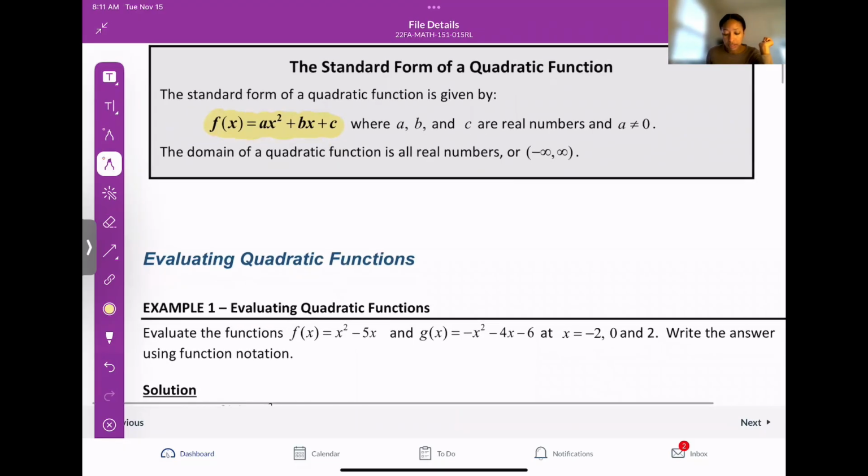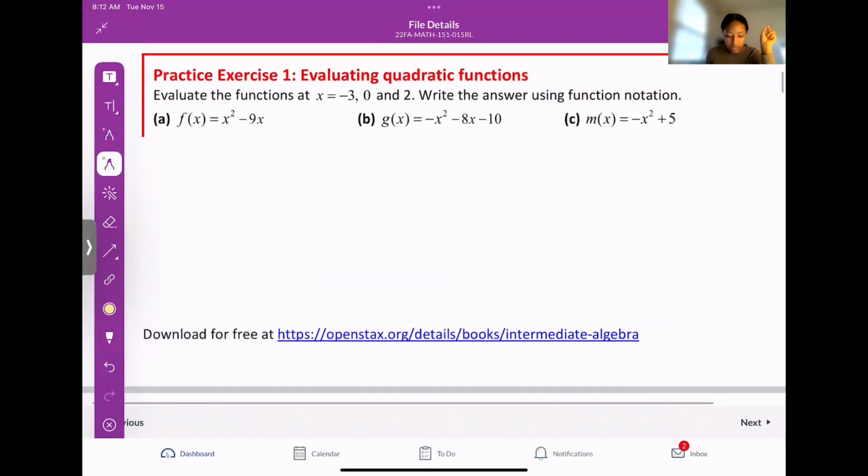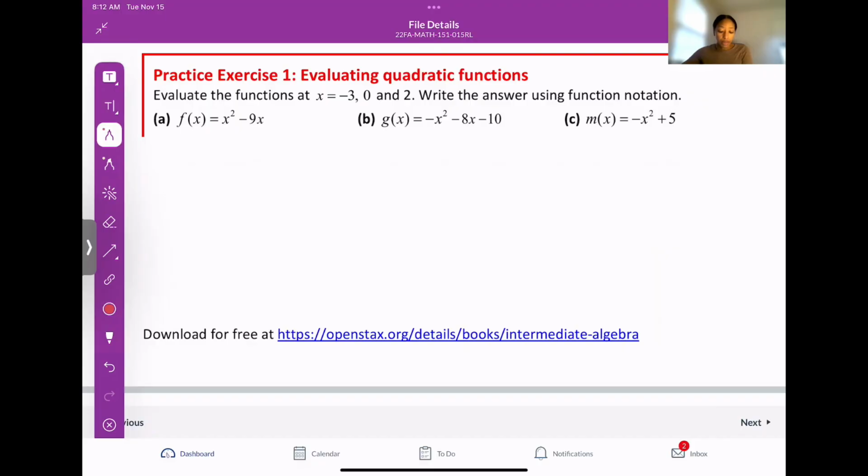The first thing we're going to practice, though, is taking quadratic functions of the form ax squared plus bx plus c and evaluating them. This part should be easy. We evaluate functions the same way every time. You take the value of x that you're given and replace the x values in the problem with that number. So for the first one, f of x equals x squared minus 9x, when x equals negative 3, 0, and 2, we get f of negative 3 is (negative 3) squared minus 9 times negative 3. That's 9 plus 27, which is 36.